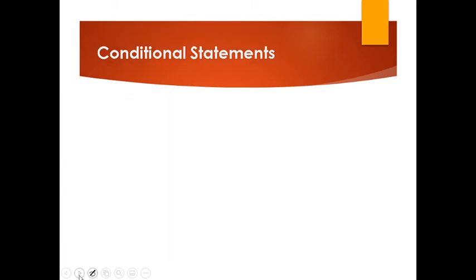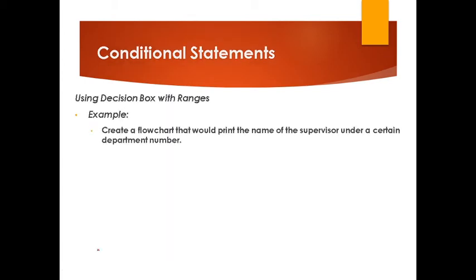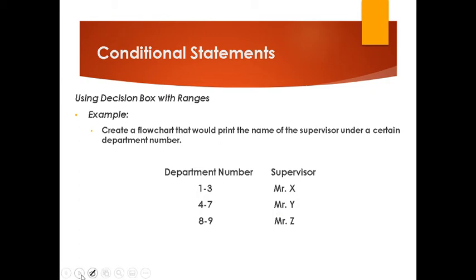Okay? I will show you an example. Create a flowchart that would print the name of the supervisor under a certain department number. For example, department numbers 1, 2, 3 belong to Mr. X, departments 4, 5, 6, 7 to Mr. Y, and 8 or 9 to Mr. Z. So what should we do?